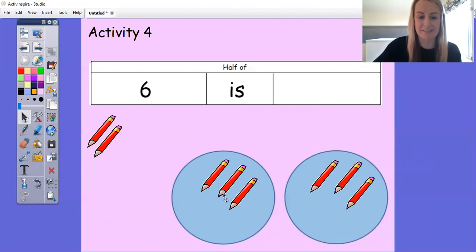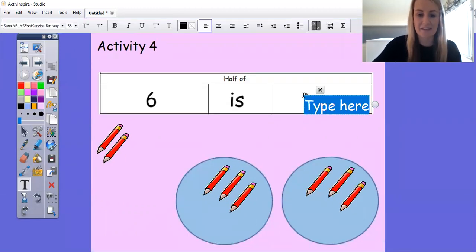Have a look. 1, 2, 3. And how many are in this circle? Can you count them? That's it. 1, 2, 3. So we found that half of 6 is 3.